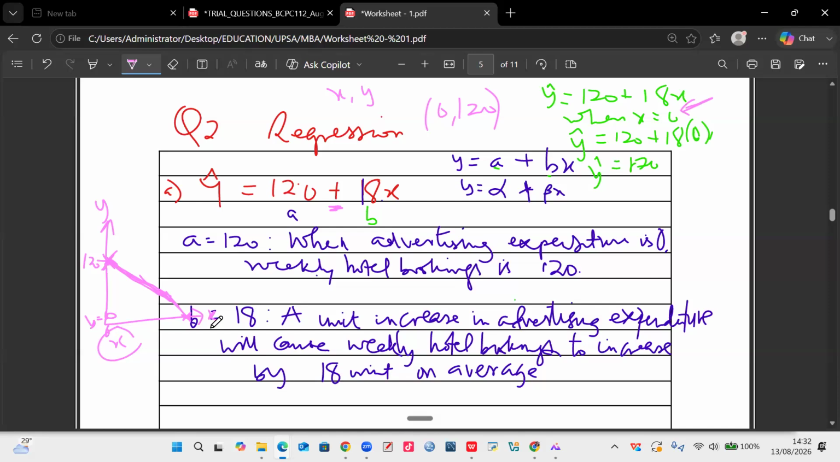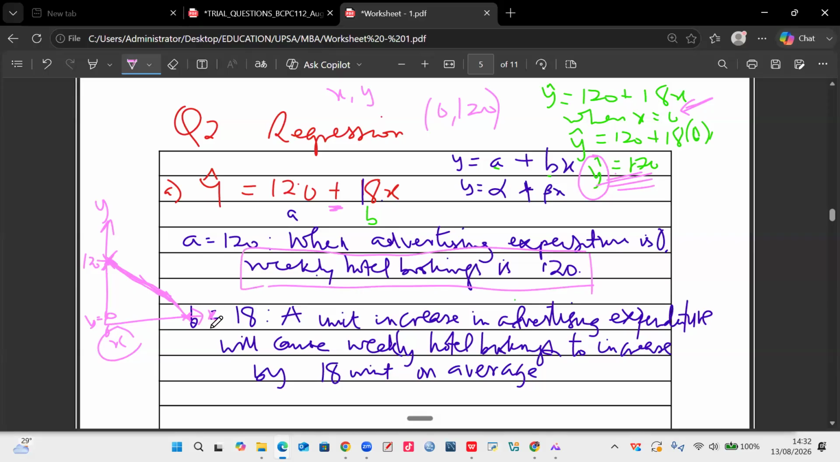The grammatical part is x equals 0. When we make it equal 0, as I've done the computation, y will be equal to 20. So y here, which is called the weekly hotel bookings, is 120. That's what I've written here. So this is the mathematical expression. This is the theoretical or the English or the grammar here.